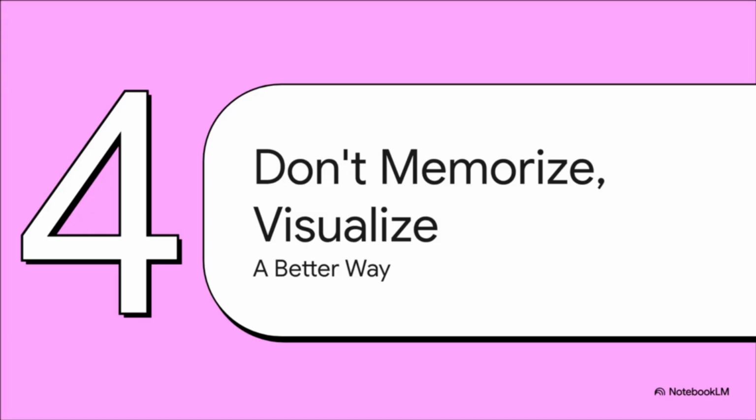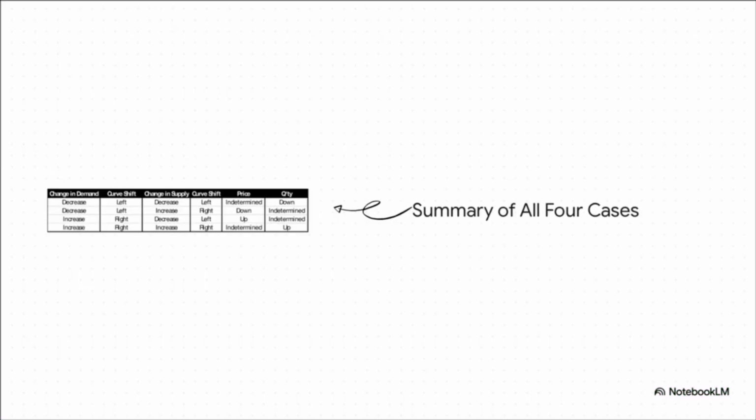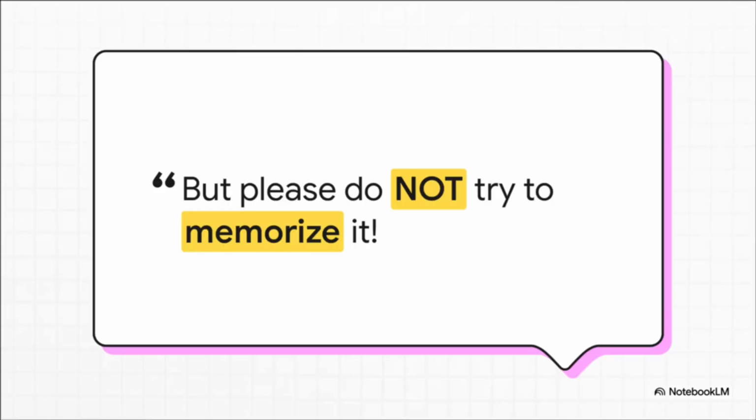Now, I know what you're thinking. Okay, I get it. I'll just make a chart with all 4 scenarios and memorize it for the test, right? It's a tempting shortcut. But please, there is a much better and honestly safer way to do this. I mean, look at this table. It's all laid out for you. All 4 cases. All the answers for price and quantity. It seems like the perfect thing to cram into your brain the night before the exam, doesn't it? But I'm begging you, please do not try to memorize this thing.